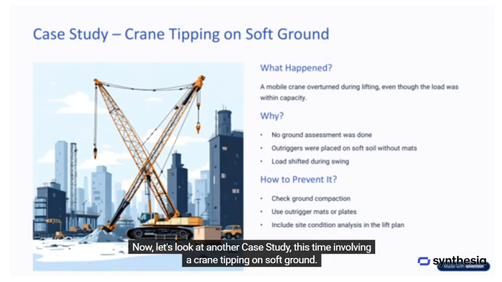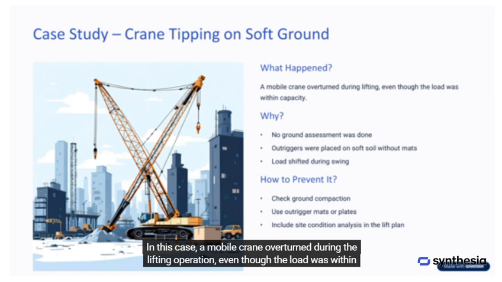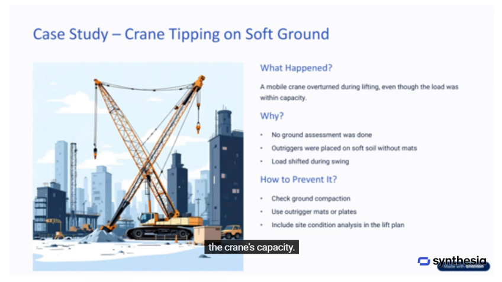Now let's look at another case study, this time involving a crane tipping on soft ground. What happened? In this case, a mobile crane overturned during the lifting operation, even though the load was within the crane's capacity. The crane tipped over unexpectedly during the lift.